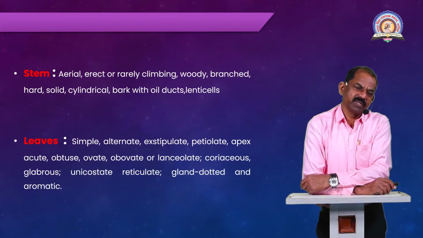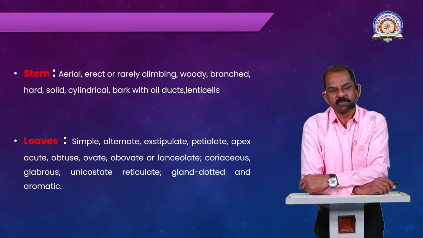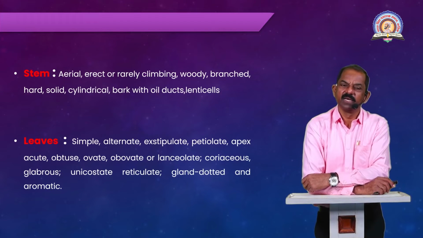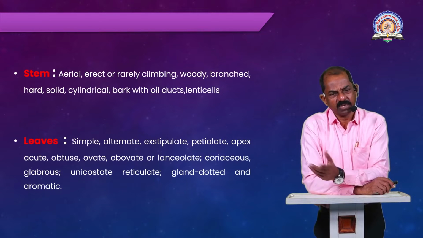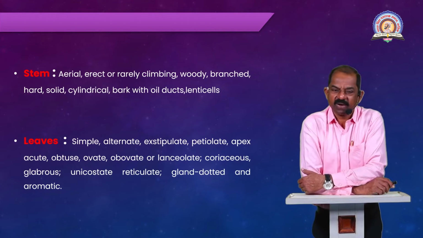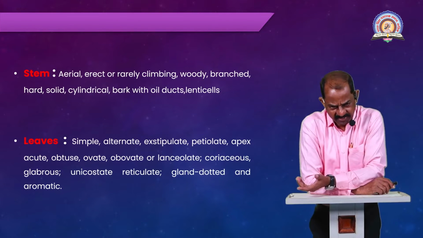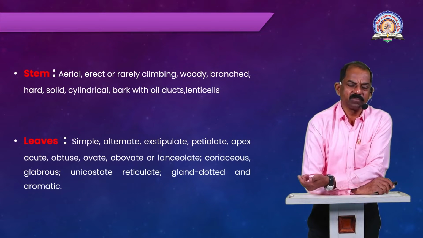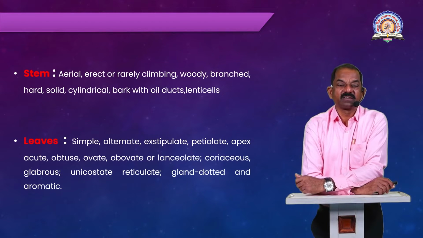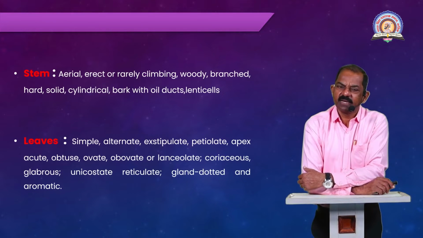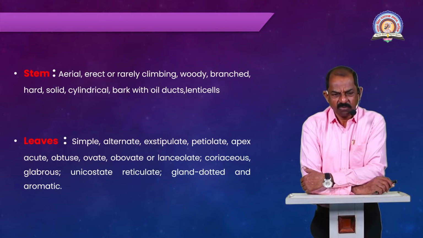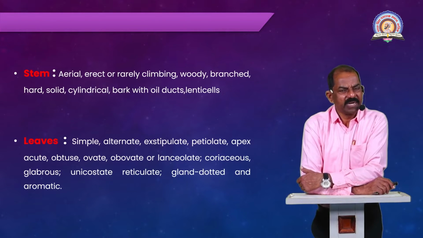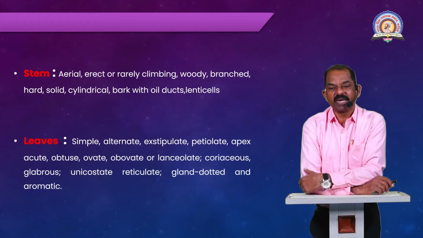Then the characteristics of the leaves: they are simple. There are two types of leaves, simple and compound, but here in Annonaceae all plants have simple leaves. The phyllotaxy is alternate. We know there are three types of phyllotaxy: alternate, opposite and whorled. Out of the three, the majority of plants have alternate phyllotaxy. Then there is absence of stipules, so simply, exstipulate. Petiolate means the presence of a petiole.